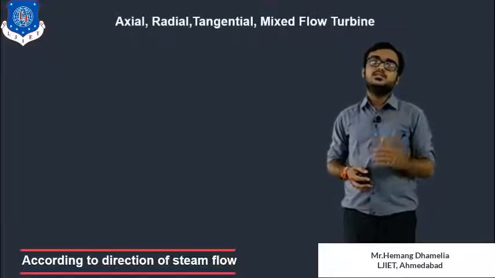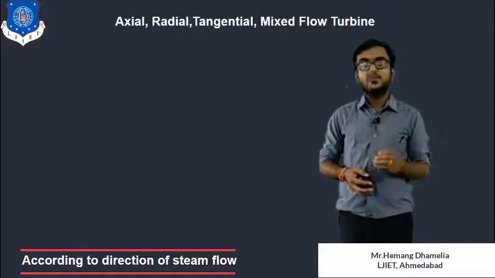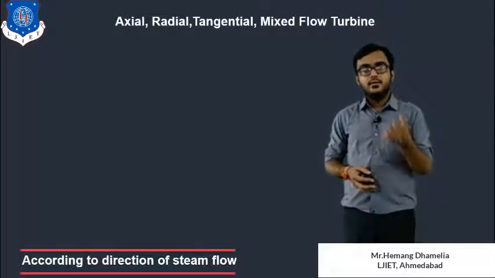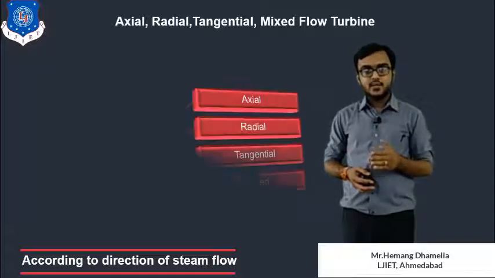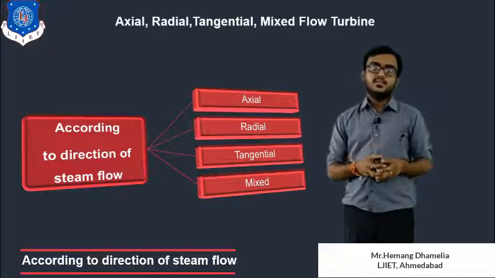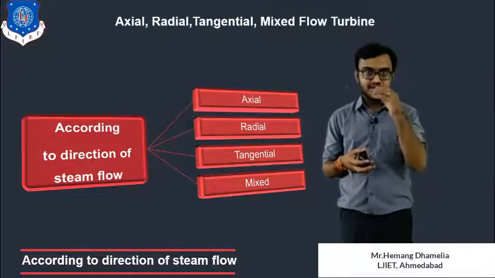According to the direction of steam flow, turbines are classified into four different categories: axial flow turbine, radial flow turbine, mixed flow turbine and tangential flow turbine. Here you can see the classification. Okay, now axial flow turbine means the type of turbine in which steam flows in the axial direction.